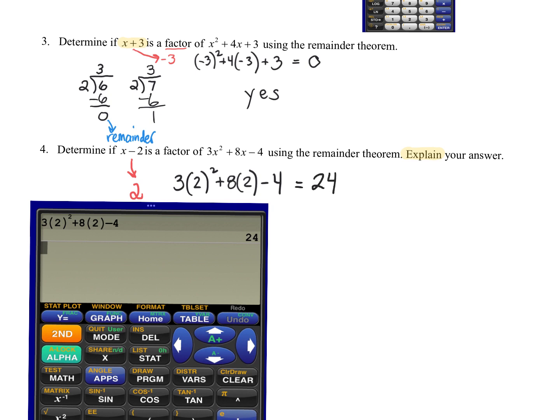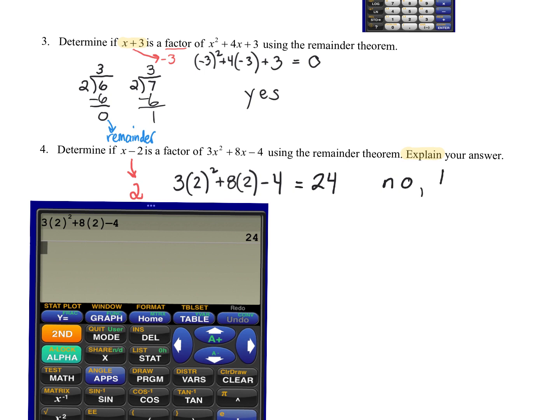So now let's answer the question. Determine if x plus 2 is a factor. Well, it's not a factor because there was a remainder. So remember before how I said the only time something's a factor is if the remainder is equal to 0? Well, in this case, the remainder was not 0. So I actually have to use my words to explain that.